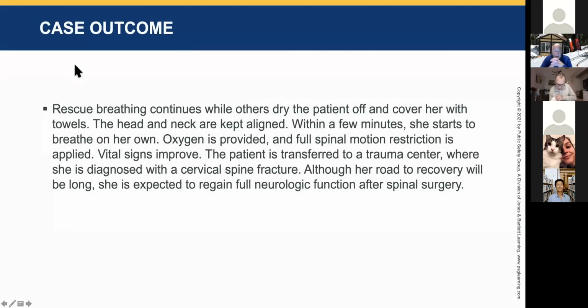Okay, here's what they're suggesting. Rescue breathing continues. You cover her with towels to keep her warm. The head and neck are kept aligned. Within a few minutes, she starts to breathe on her own. Oxygen is provided. Full spinal motion restriction is applied. Vital signs improve. The patient is transferred to a trauma center where she's diagnosed with a cervical spine fracture. Although her road to recovery will be long, she's expected to regain full neurological function after spine surgery.